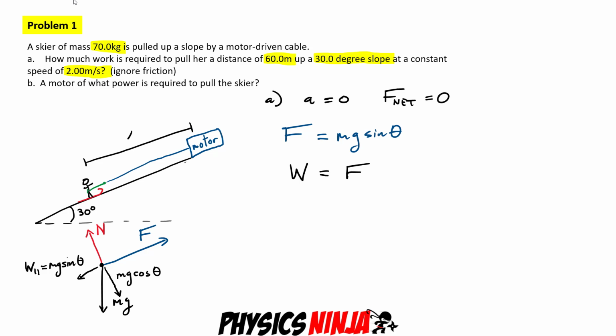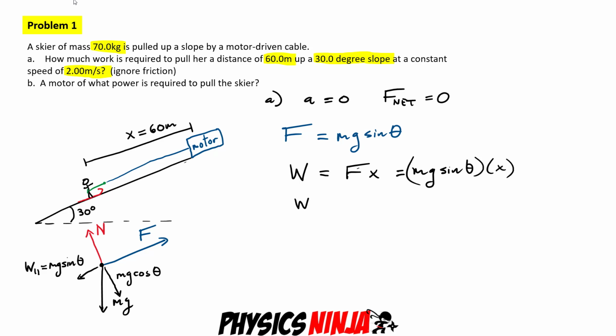That is my distance x up the slope, which in this case is 60 meters. I'll just write that as x multiplied by cosine of the angle between the force and that displacement. It's actually cosine of 0, so I'm not even going to put that in here. So now if I substitute my force, what do I get? mg sine of theta, that's my force, multiplied by x.